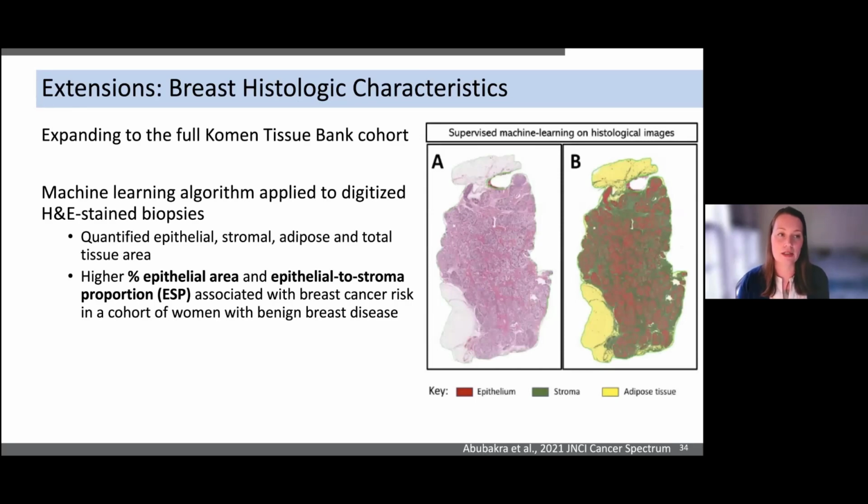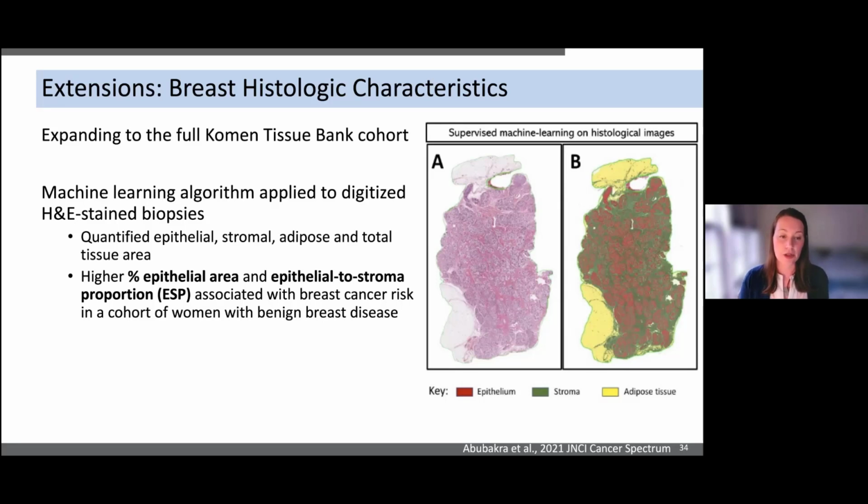And so we're currently working on expanding these findings into the full Komen Tissue Bank cohort. And to do that, we're collaborating with investigators at NCI and Gretchen Gierach's group, who are using a machine learning algorithm and applying it to all the biopsies in the Komen Tissue Bank. And so what this algorithm does is it takes the tissue section and it quantifies the epithelial, stromal, adipose, and total tissue area in an automated and reproducible way. So you can see in the picture, slide A is what the biopsy looks like before the algorithm, and then in panel B, you can see that the regions have been shaded in order to quantify these different parts of the tissue.